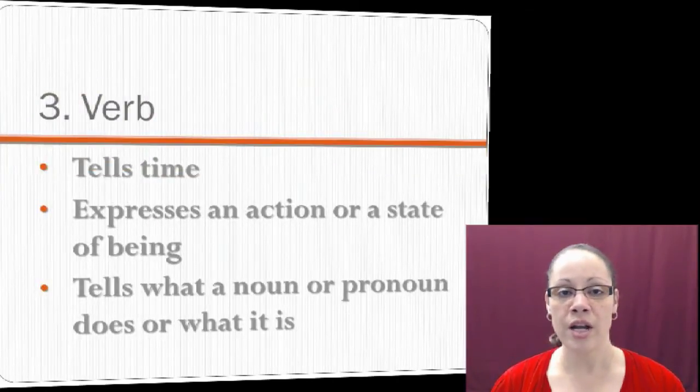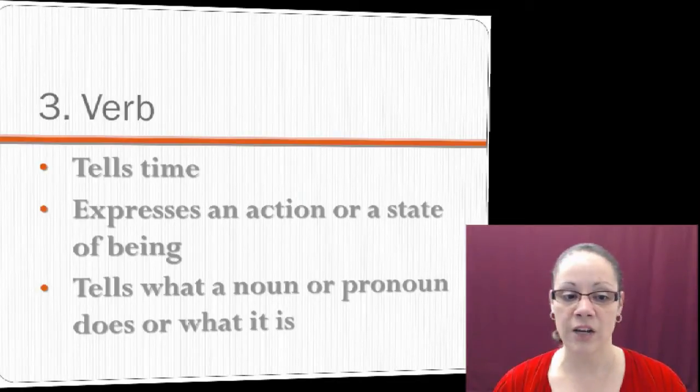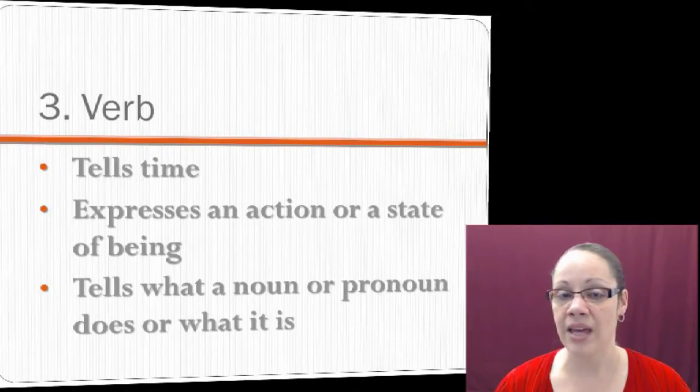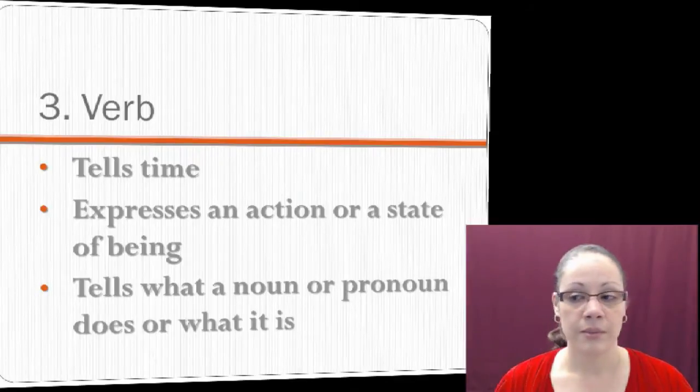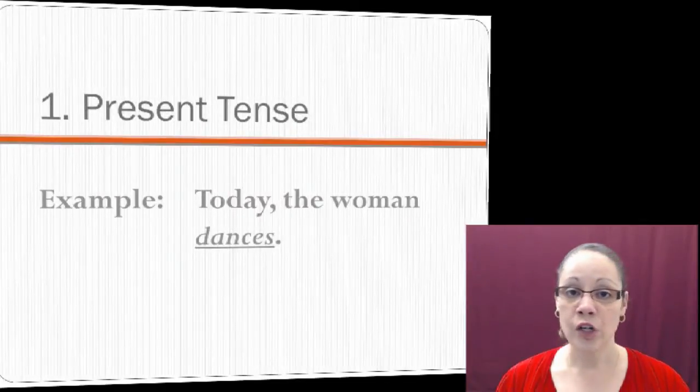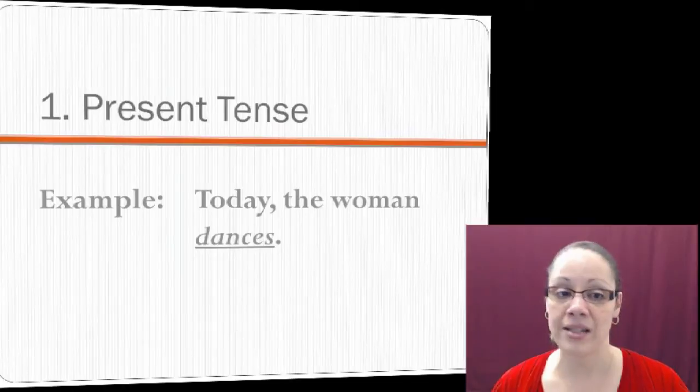So let's look at part of speech number 3, which is the verb. The basic definition of the verb is that it expresses an action or a state of being, and it tells what a noun or pronoun does or what it actually is. So you can have action verbs and you can also have linking verbs. Linking verbs express a state of being and not an actual action. We also have 3 verb tenses. The first verb tense is, of course, the present tense.